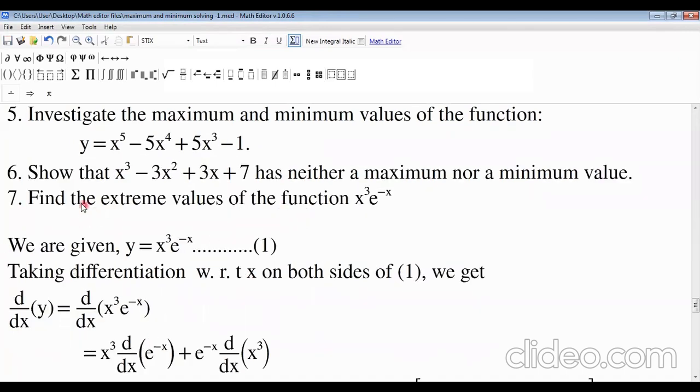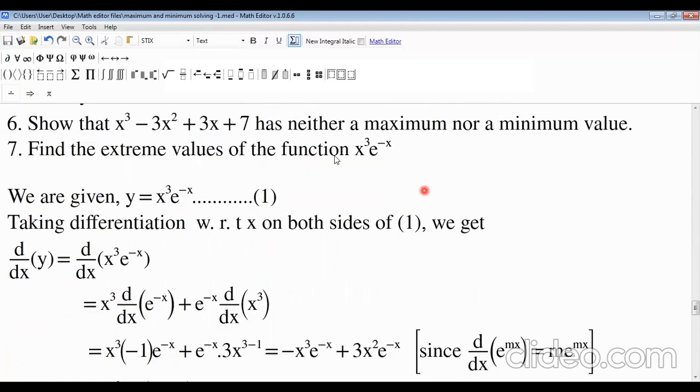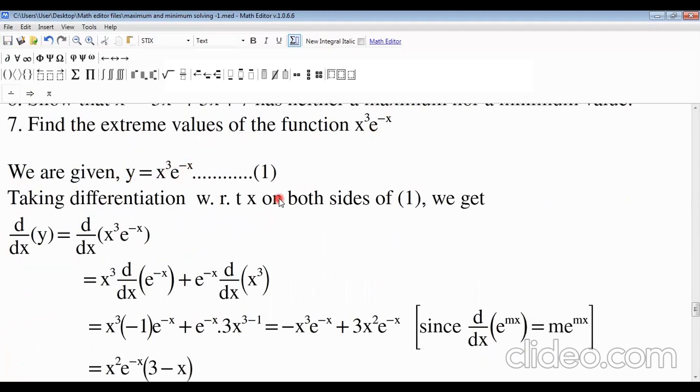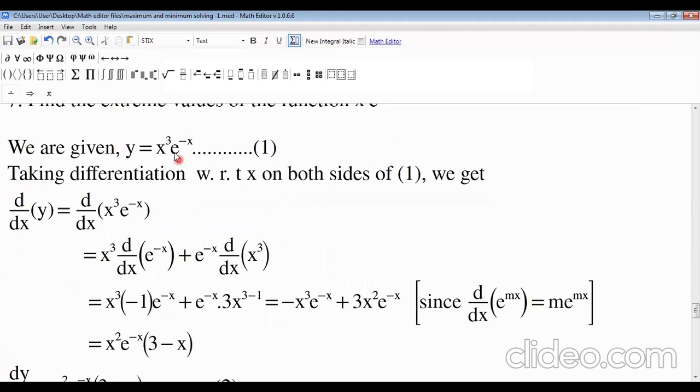Now the last problem of the day: to find the extreme values of the function x cube into e to the power minus x. Suppose y equals x cube into e to the power minus x, this is equation number 1. Using the same procedure, we can find the maximum or minimum of this function. Taking differentiation with respect to x on both sides, this is the UV process, the product of two functions.